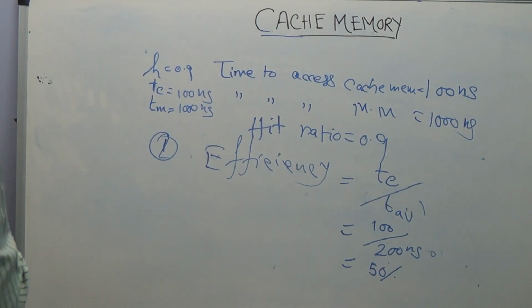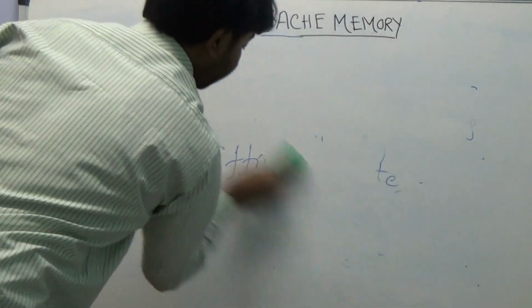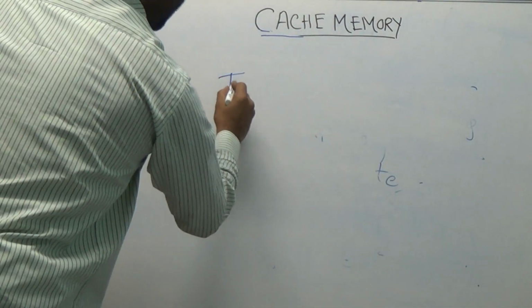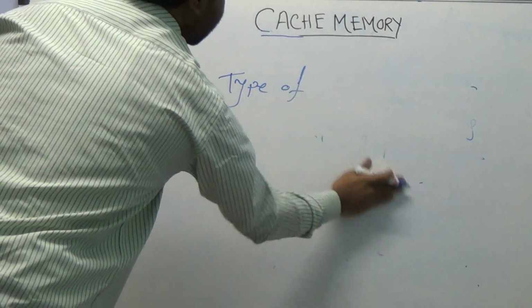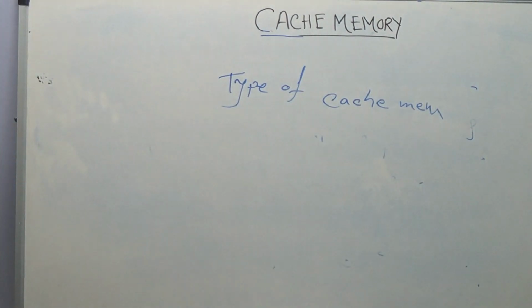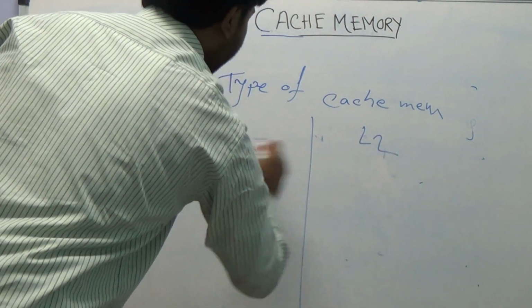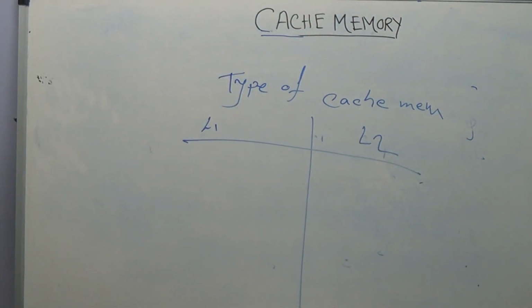Next, we will learn the types of cache memory. So the next module is types of cache memory. Mainly, there are two types of cache memories used in computer system. Number 1 is L1 and number 2 is L2. Now, we will make a difference between L1 cache and L2 cache.